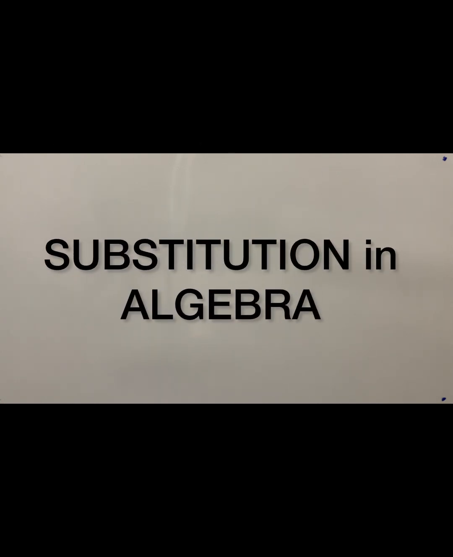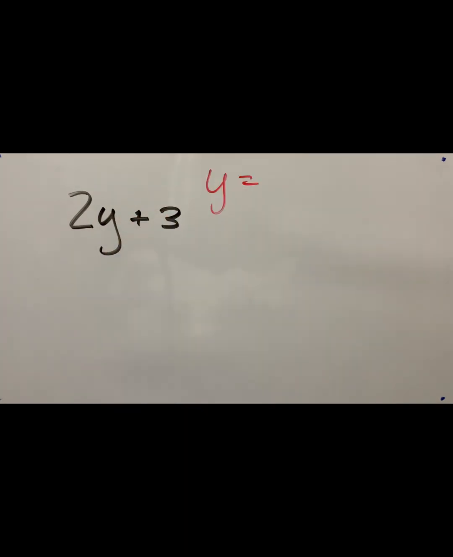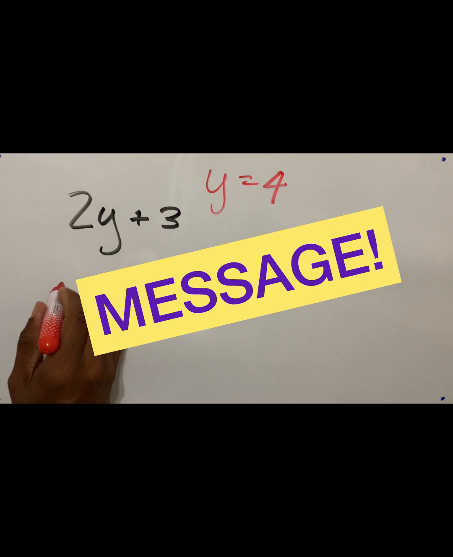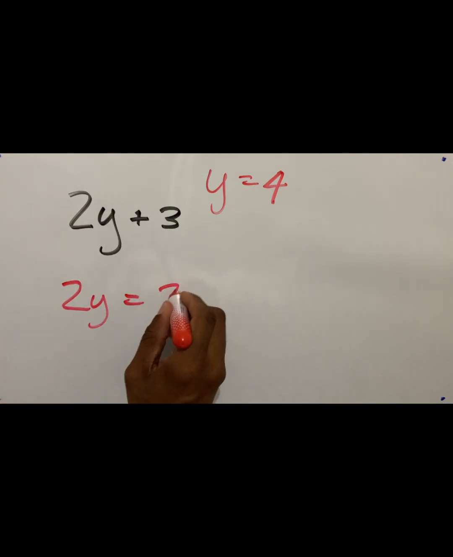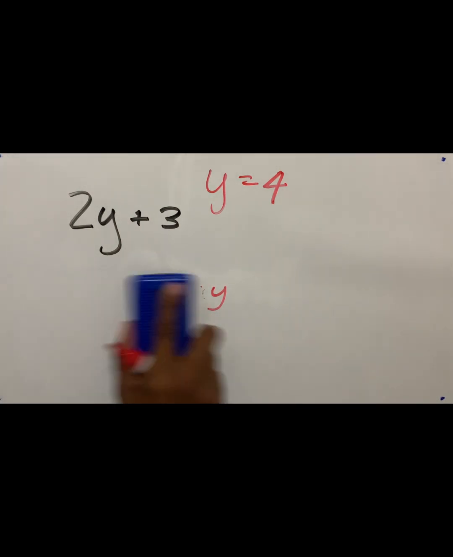Alright, so today we'll be getting into a little bit about algebra. Let's look at substitution. If we have an algebraic term such as 2y plus 3, let's say we have y is equal to 4. Before I even get into this, you should know that 2y is the same thing as 2 times y. But in algebra, we don't put this multiplication sign right here. We just say 2y. But we all know that 2y is the same thing as 2 times y. Alright, so that's fine. Good to get that out the way.